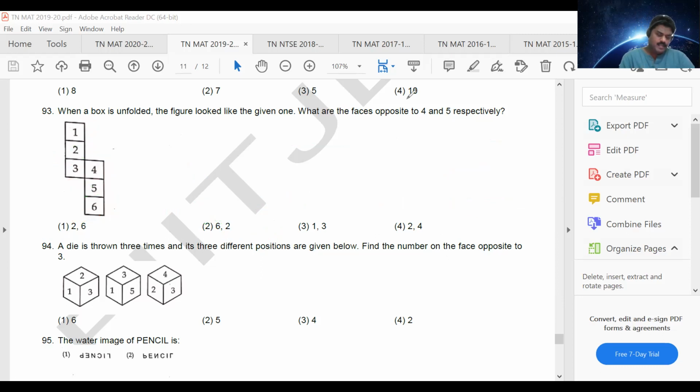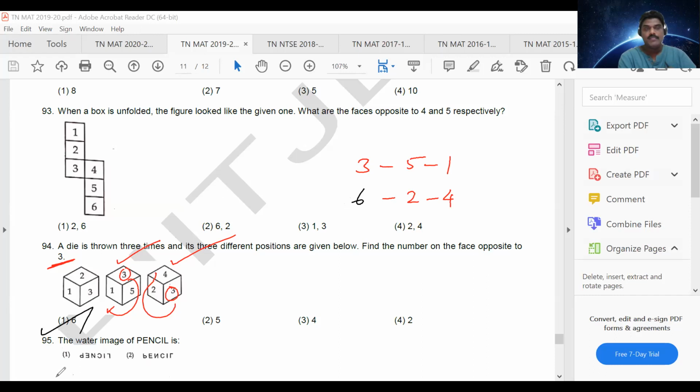Same model that you know already. So now they are asking me to find the number opposite to 3. So what I will do, I will choose these two faces because they have only 3 as common, and I will choose the orientation, of course. So that would give me 3, 5, 1 and 3, 2, 4. Now removing the common value and including the hidden face, that is 6. So the number opposite to 3 would be 6, right?